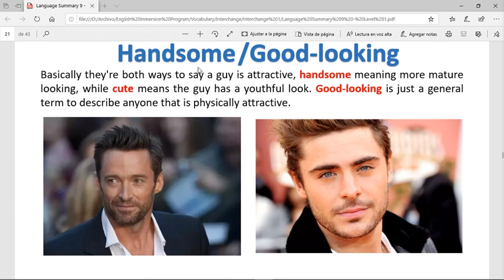Cute, you can say it to a man as well. But it means that it's youthful, that is young. For example, you can say that Hugh Jackman is handsome, and you can say that Zac Efron is cute, but this is an old photo. And good looking is basically for anyone that looks good. Hugh Jackman is good looking, Zac Efron is good looking, I don't know, Zoe Saldana is good looking, Nacho Vidal is good looking, anything.